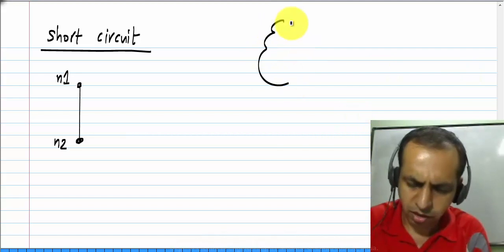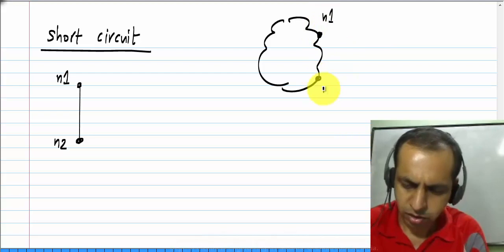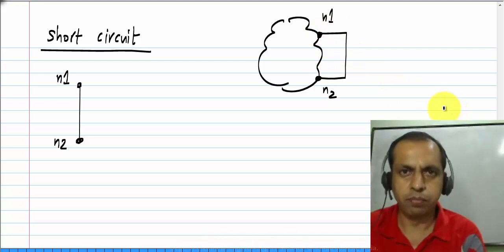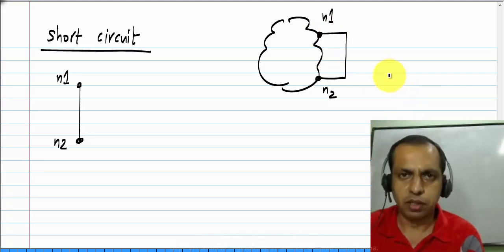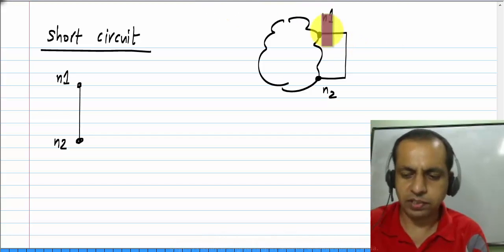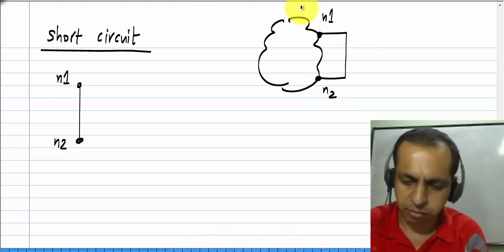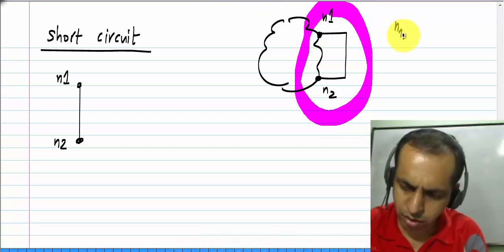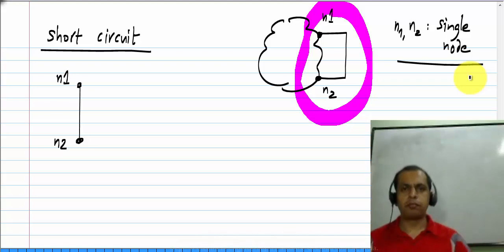So, let's say I have a node N1 here and I have a node N2 here, and I say that there is a short circuit between them. We know that a short circuit is nothing but an ideal wire connecting these two. So, there are many ways to deal with this. Firstly, one thing we can do is not treat these as two separate nodes, but treat them as a single node.